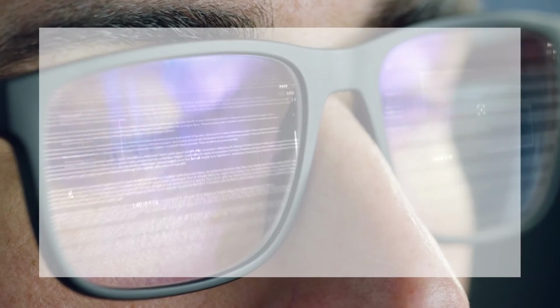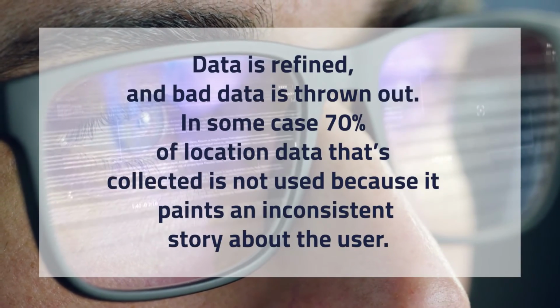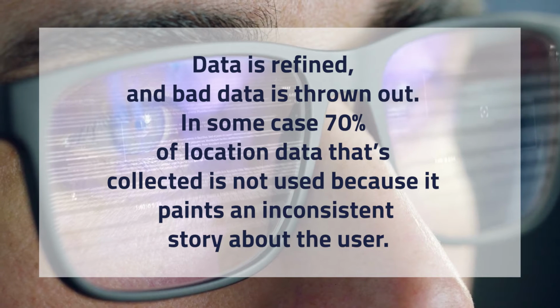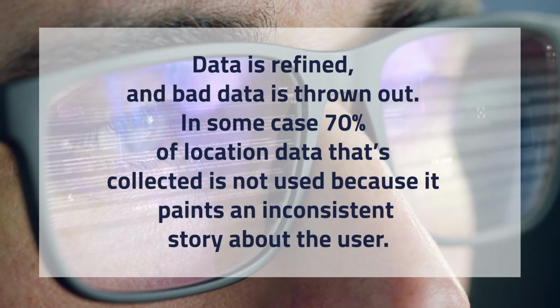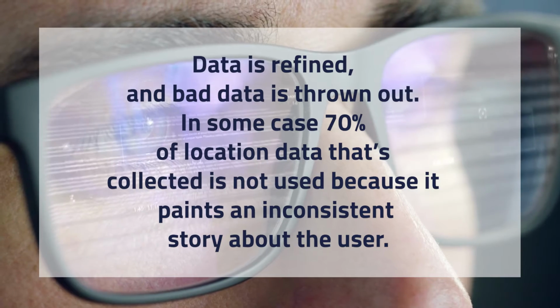During the data collection process, data is refined and bad data is thrown out. In some cases, up to 70% of location data that's collected is not used because it paints an inconsistent story about the user. Some examples of this are when the same mobile device appears in two dramatically different locations in a short period of time. Like for example, if my phone shows up both in LA and New York within an hour of each ping, there's something wrong. Don't use that data.